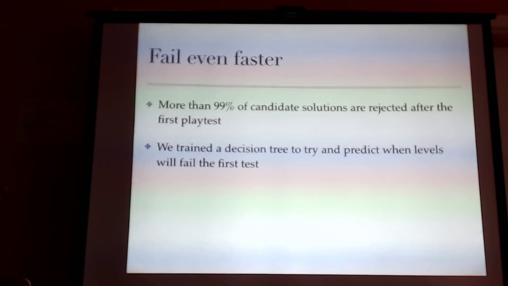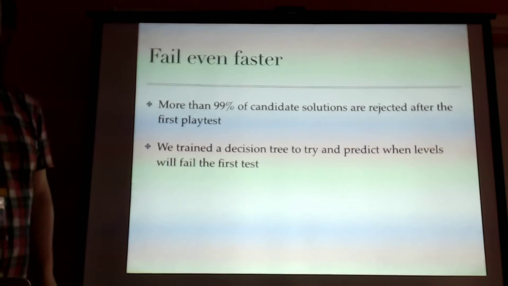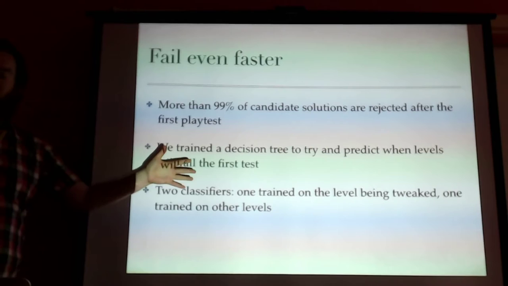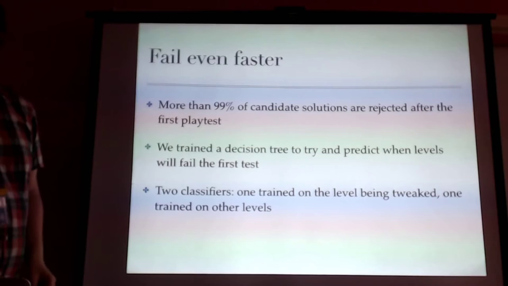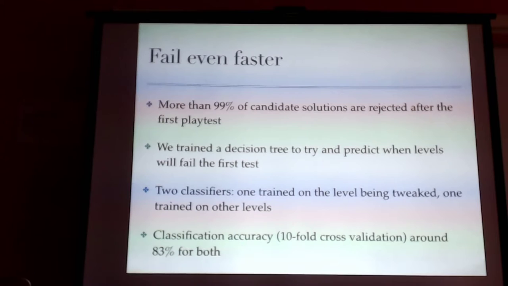So we just had as our training set all of the data from that experiment and two classes, those that failed the first test and those that succeeded the first test. Regardless of whether they then failed the second or third test or succeeded, we were just looking at that first playtest. And we trained two classifiers, one on the level that we were actually tweaking and one that was trained on a set of other levels, just to check that we weren't kind of overfitting our decision trees to the specific level that we trained. But it actually turned out the decision trees were fairly similar for both of those, so it didn't make too much difference. And the tenfold cross-validation accuracy is around 83%. So these classifiers aren't perfect, but they're okay.